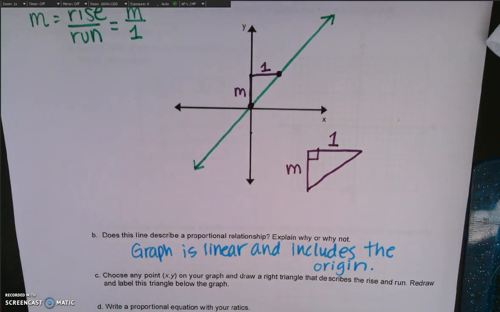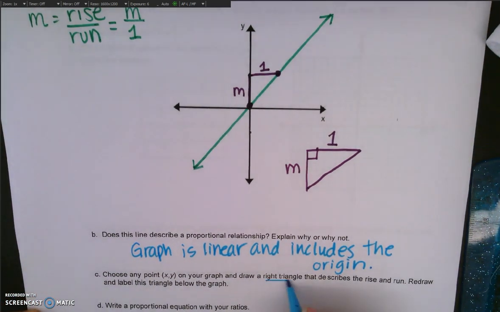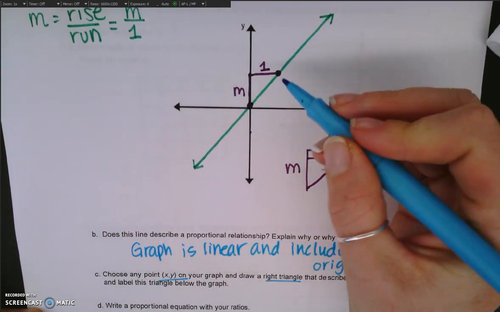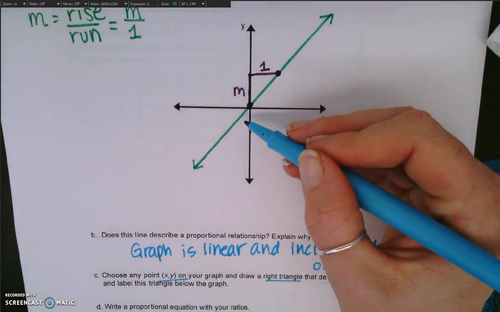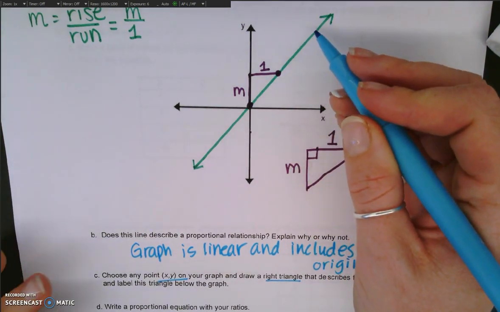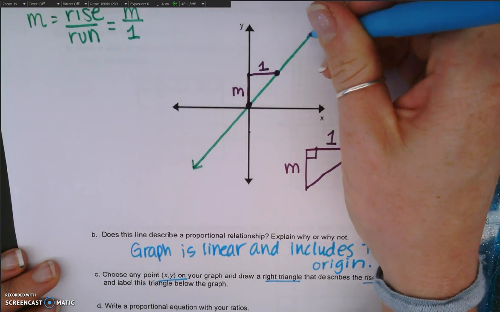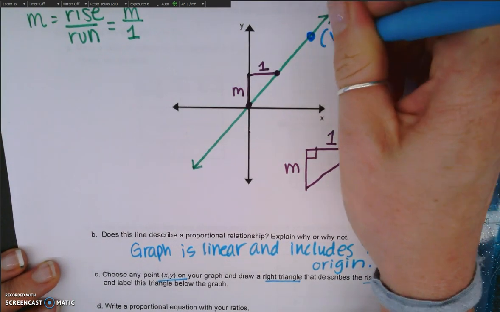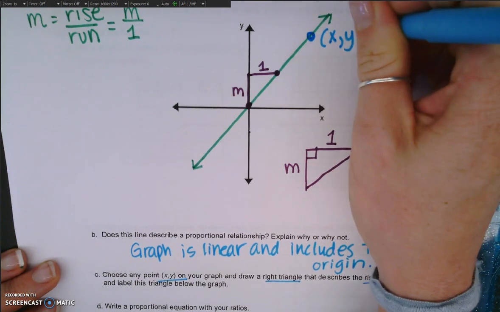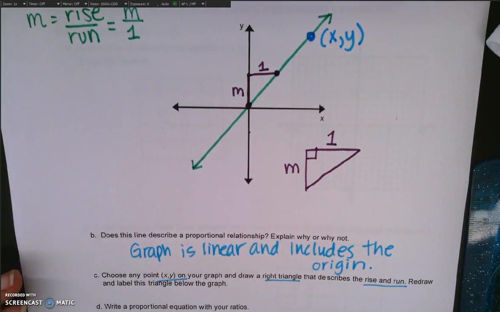Now we're going to choose any point (x, y) on your graph and draw a right triangle that describes the rise and run. So again, it doesn't matter which point you choose. You probably want to pick one a little bit higher up so that we can avoid writing over our right triangle. So I'm going to pick one up here. I'm going to label this (x, y), an ordered pair. And it's that order because it's alphabetical order.